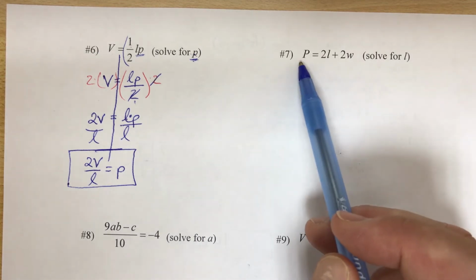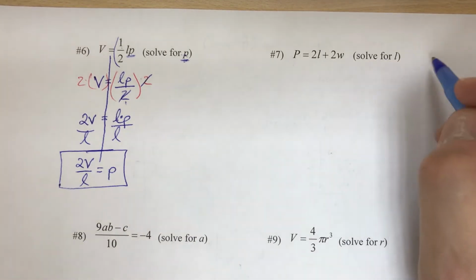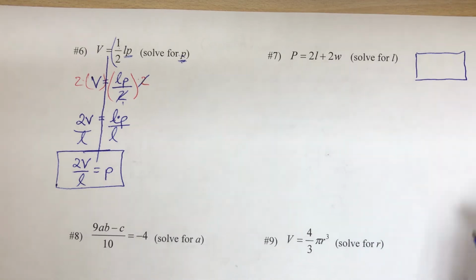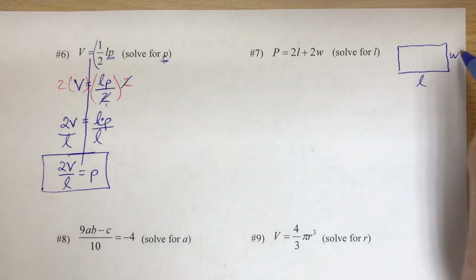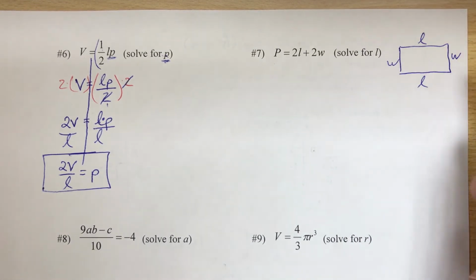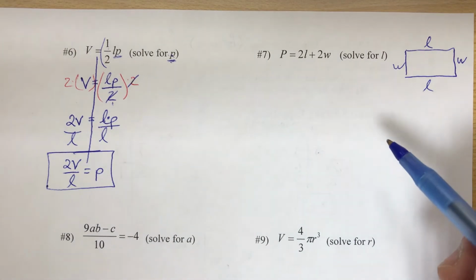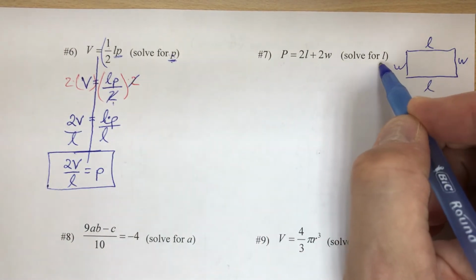Number 7 is the perimeter formula for a rectangle. Okay, you may be familiar with that. Here's your length, here's your width, and there's 2 lengths and 2 widths, and the perimeter, you add up all the sides. Now we want to solve this formula for L.